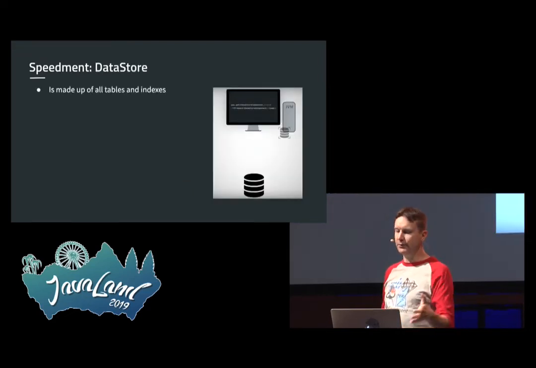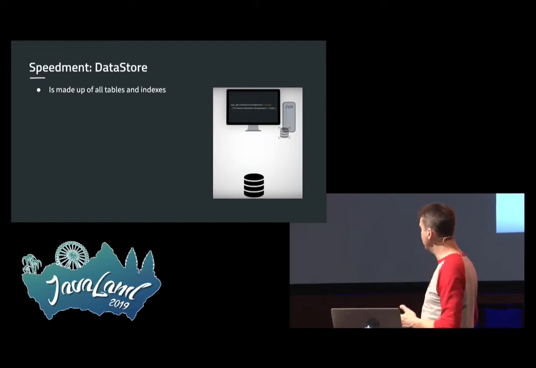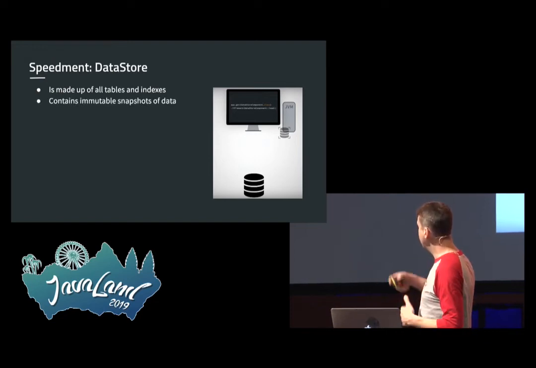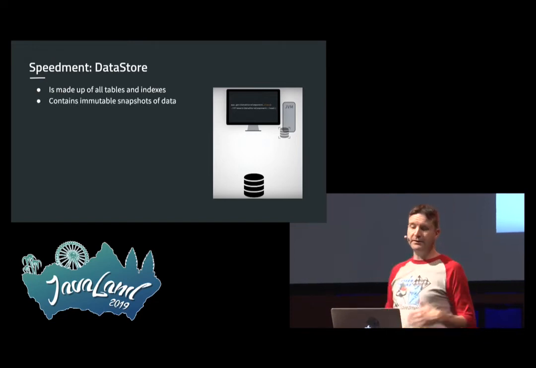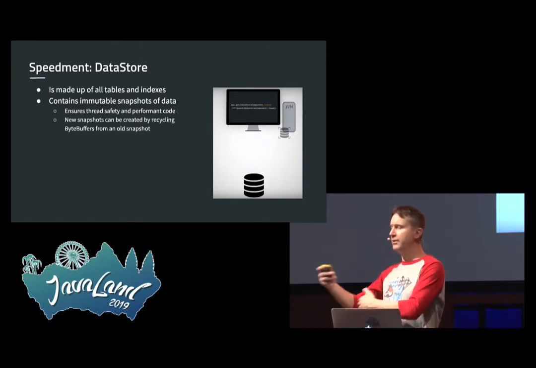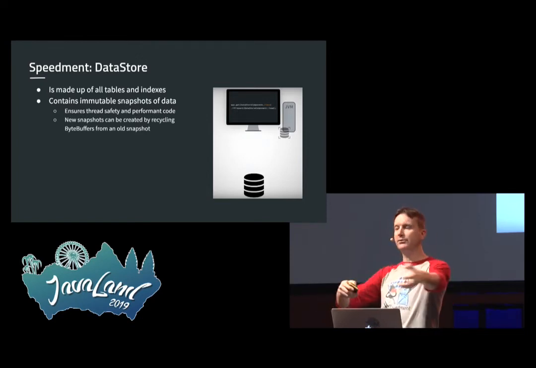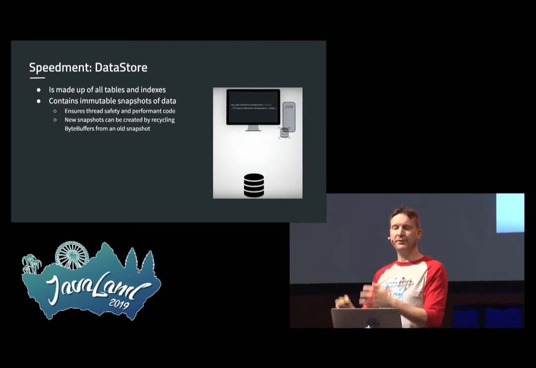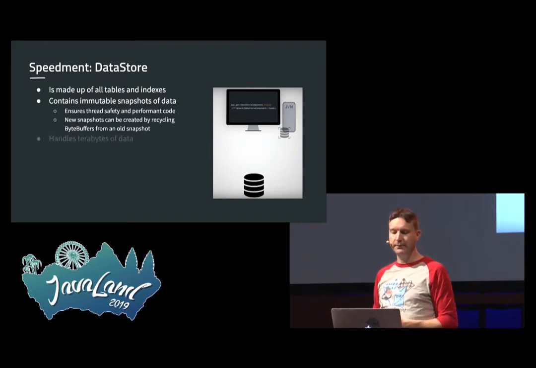And, of course, the data store itself is just a collection of all tables and indexes you have. It's an immutable snapshot of data from the database. So this ensures thread safety and performant code. And you can create a new snapshot in the background. So you're running on one snapshot, and you can create another one. And once it's ready, all your streams will run against that snapshot instead of the old one.